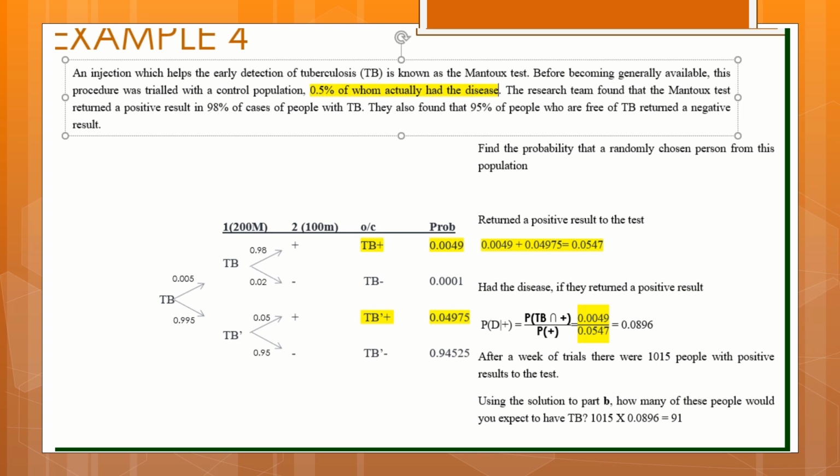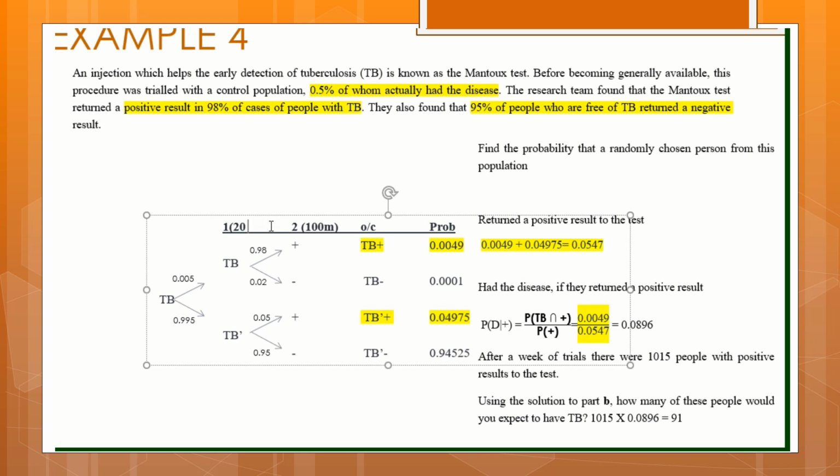0.5% had the disease. The research team found that the Mantoux test returned a positive result with 98% of the people with TB. That means they have TB, come out positive is 0.98. They have also found 95% of the people who are free returned a negative. Okay, so we're going to make use of this information that we have highlighted here. I would like you to do the same. Highlight it.